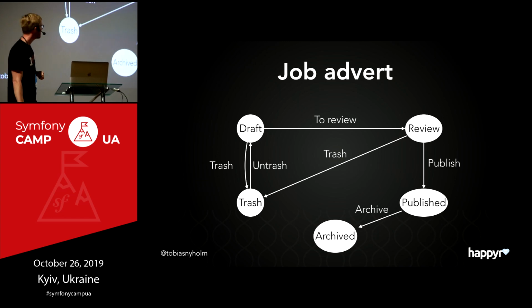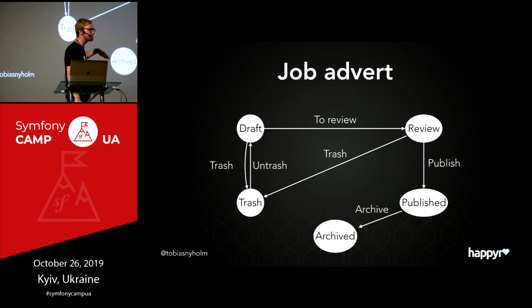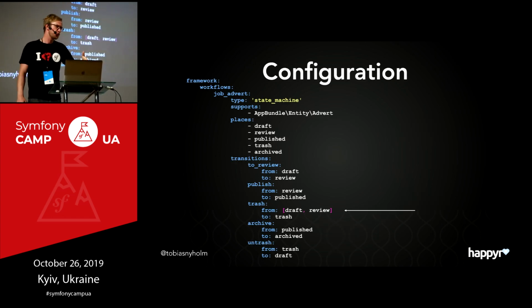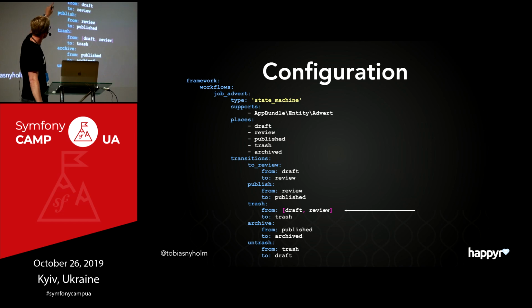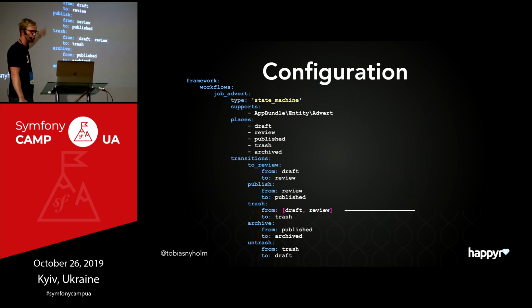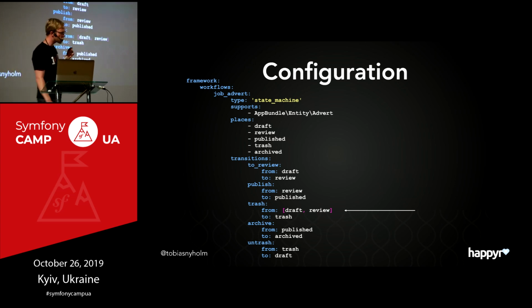So you're adding the configuration, and speaking about configuration, if you configure this workflow, it looks like this. I'm just saying I'm going to use a state machine. Here's my entity. Here are the places I have, and here is how you move between those places. And if you listen to me super carefully, you'll see that something weird is going on here.